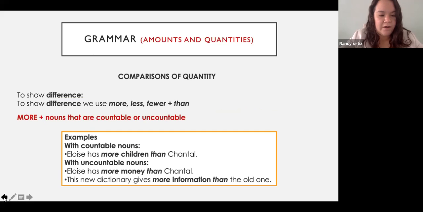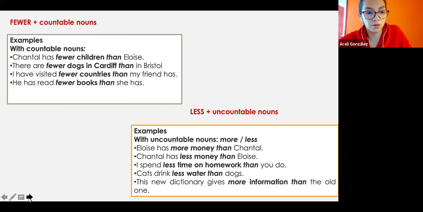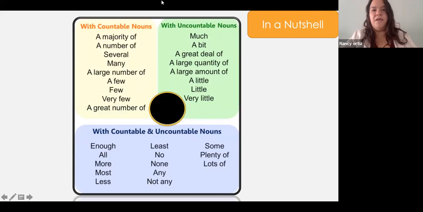So I'm going to share this picture with you. Can I change slide? Yes, thank you. This is going to be, in a nutshell, expressions of quantity.